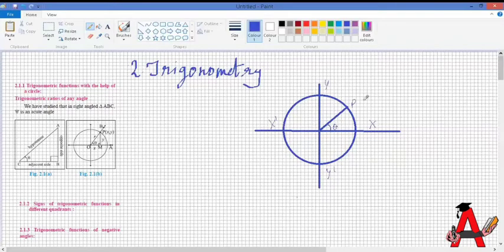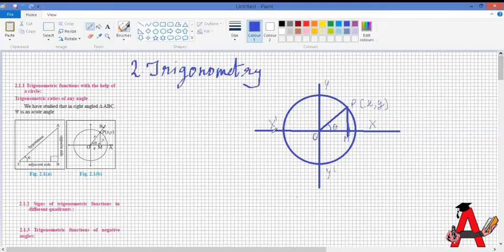Now this point P is called x comma y, where x is the x coordinate, which is this, and y is the y coordinate, which is this. Now, if you drop a perpendicular from P on the x-axis, you will get something like this. This can be termed as PM, and this is O.